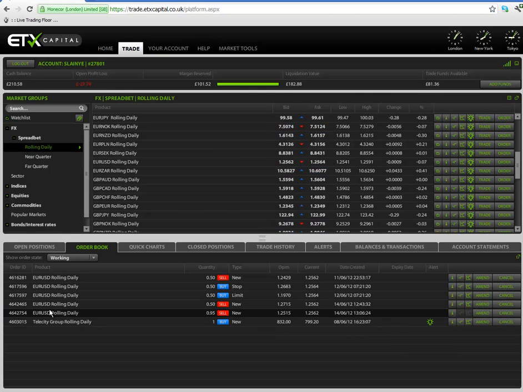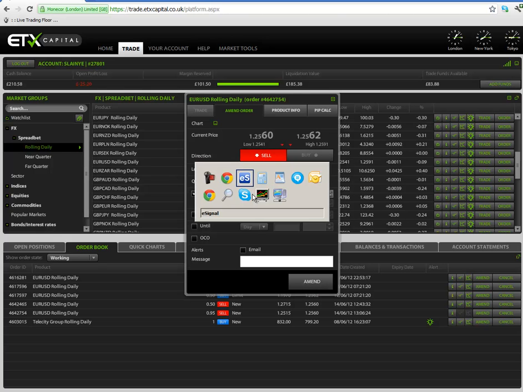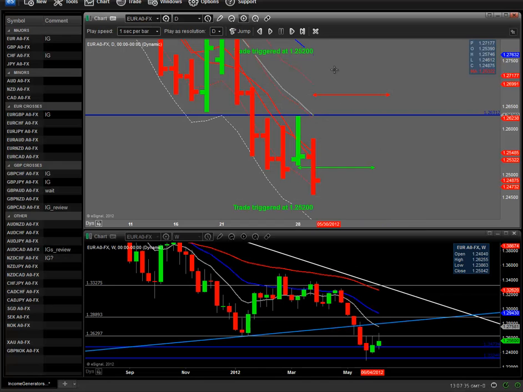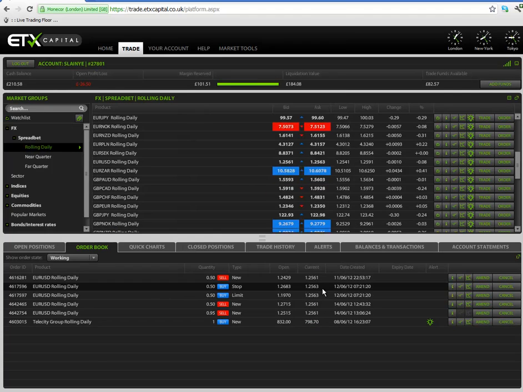Okay, so 2674 is where it will be visually, but in ETX we will update that. This would actually have triggered, and we would go to our stop and amend our stop to 2674. Okay, that's fine, and amend. And you need to do that every subsequent day.